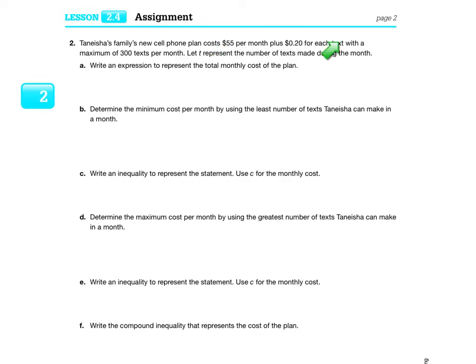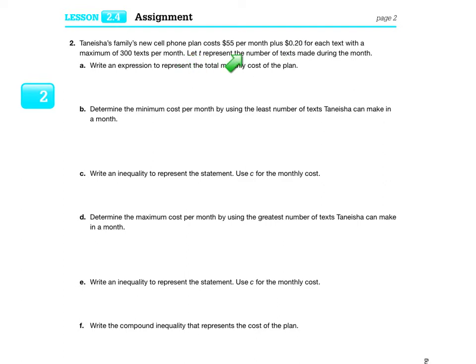If we did 0 texts, then we would spend $55. So that 0 represents the y-intercept, and the 55 would be where it crosses the y-axis. The 20 cents for each text, with a maximum of 300 texts, represents every time she texts, it's going to be another 20 cents, which is why that is our rate of change.